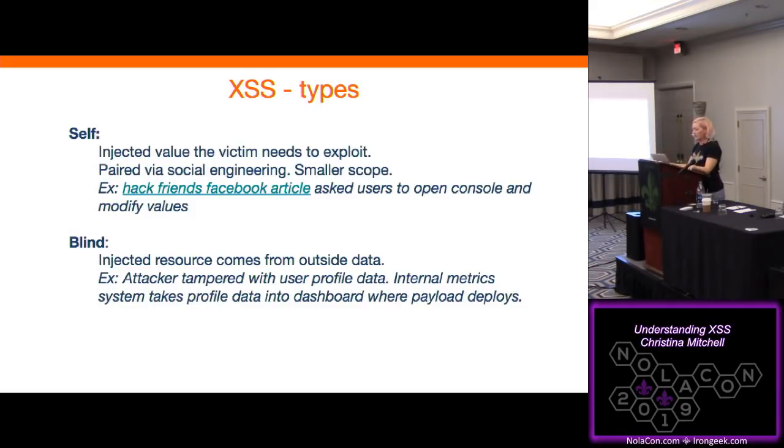Then there's also blind XSS, which is an injected resource that comes in from outside data. So, for example, let's say an attacker modified their username to a payload, and this information triggered on an internal metric system that takes profile data, where it deploys and calls back to the attacker. That's blind, a little bit harder to figure out sometimes.